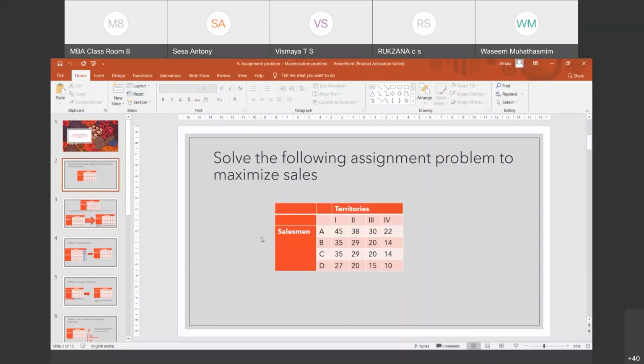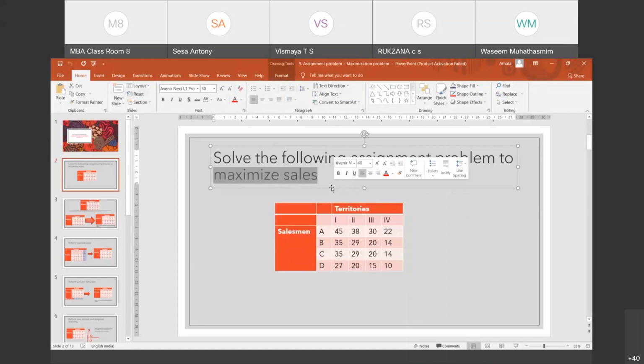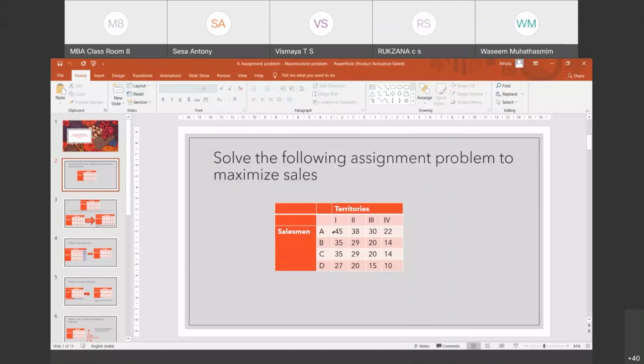This is the maximization matrix that is given, because over here it is written to maximize the sales. So the matrix given will also be a maximization matrix. Now what you need to do is identify the biggest number in this. Which is the biggest number in the matrix? Please identify and tell me which is the biggest number.